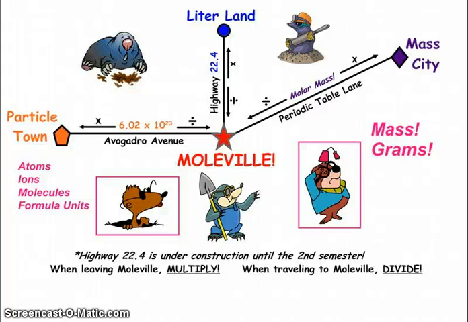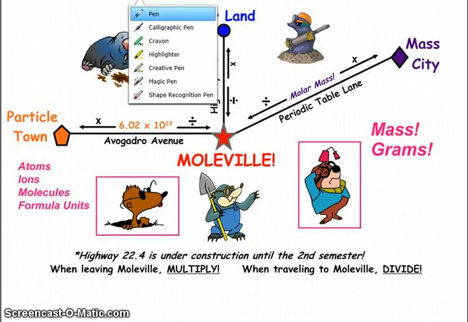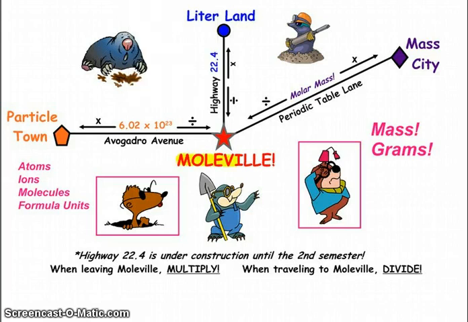So we've done conversions between mass and mole. Now we're going to take a look at this side of town. We're going to be looking between Moleville and Particle Town. And remember, the link between Moleville and Particle Town is Avogadro Avenue and 6.02 times 10 to the 23rd, the chemist's dozen.